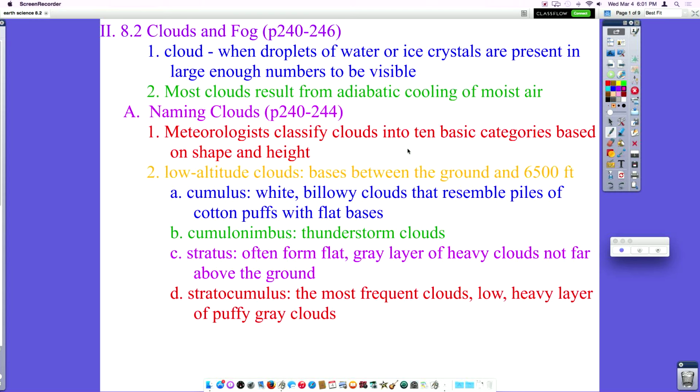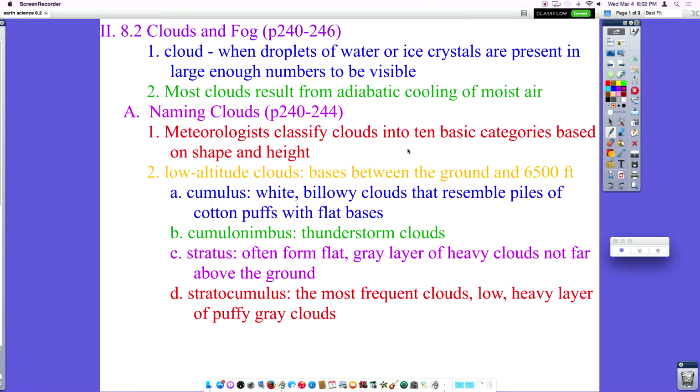Now, scientists have classified clouds based on altitude and type, and actually they've added a few types over the years as they realized certain effects that gave rise to these clouds. Today, meteorologists classify clouds into 10 basic categories based on shape and height. We're going to look first at low altitude clouds, and this section starts on page 241 in your book.